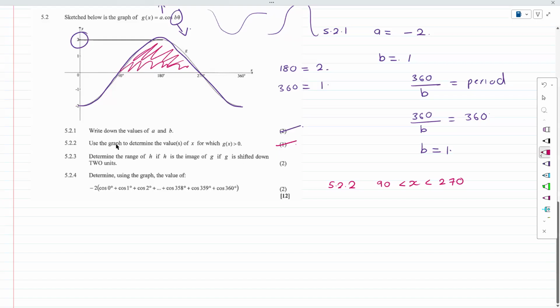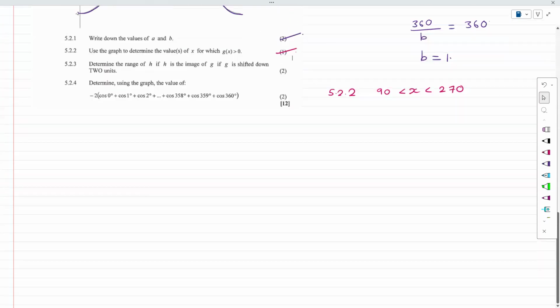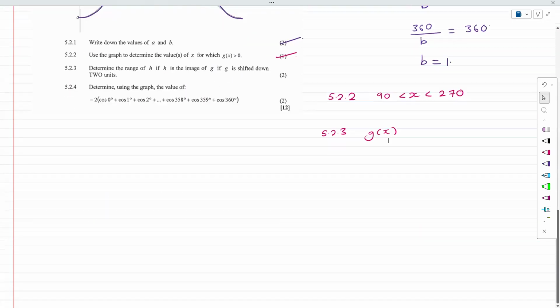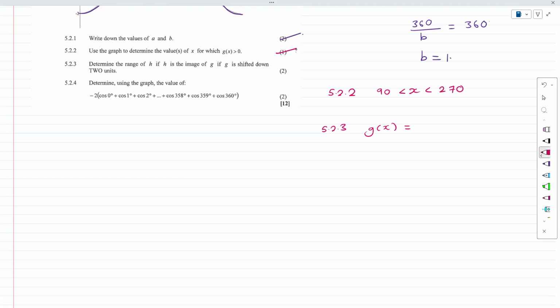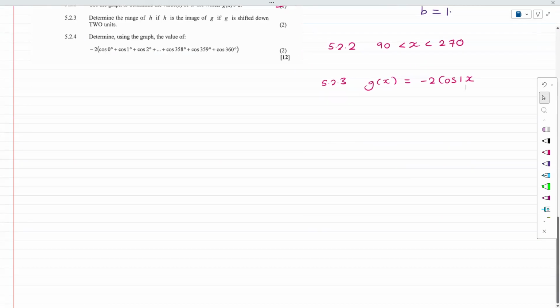Very simple to deal with, because now all we have to do is write our graph. So our graph, g of x, is equal to minus 2 cos of 1 theta, or whatever they have here. All right, we don't have to write the 1 theta, but we're just writing it down. Now they said h of x is the exact same graph.